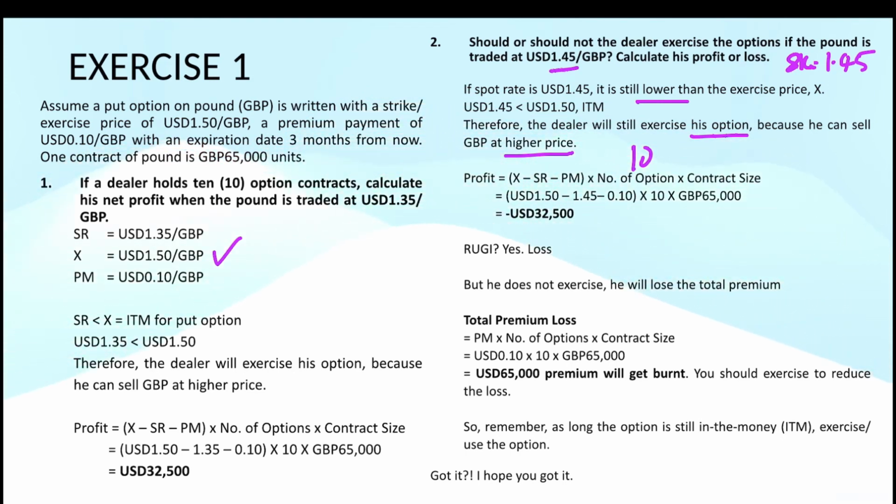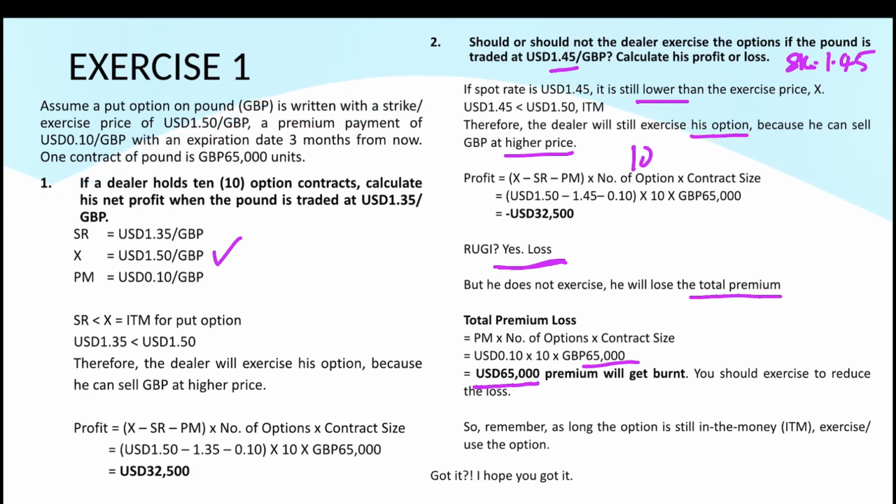Yes, it is a loss. But if he doesn't exercise, he will lose the total premium. So how much is the total premium? 10 cents times 10 times 65,000. The total premium loss is 65,000, which will get burned. So you should exercise to reduce the loss.